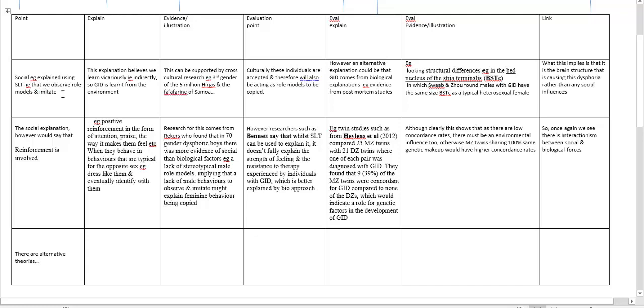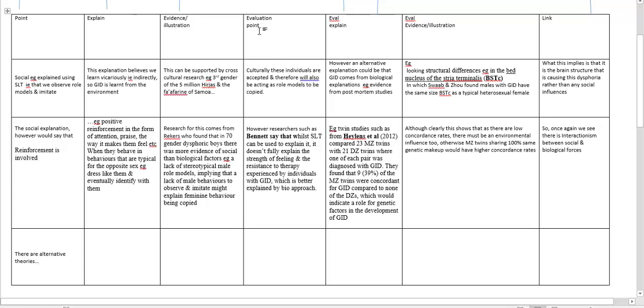In other words, that we always want to introduce some terminology. We observe role models and we imitate them. So what do we mean by this? This explanation believes we learn vicariously, i.e. indirectly. So the idea here is that GID is learned from the environment, this explanation. Evidence for it, illustration perhaps. So it can be supported by cross-cultural research. Maybe put a little bit in there.